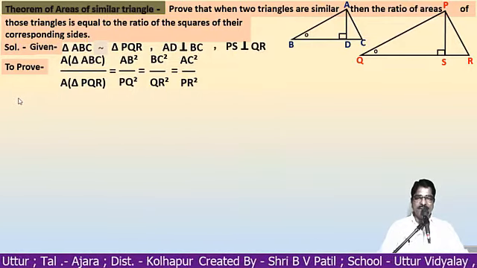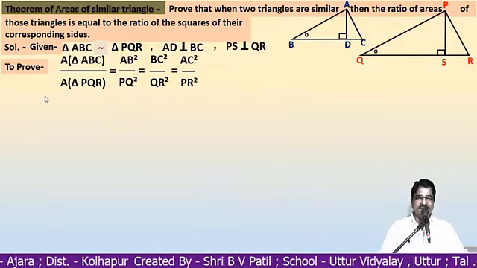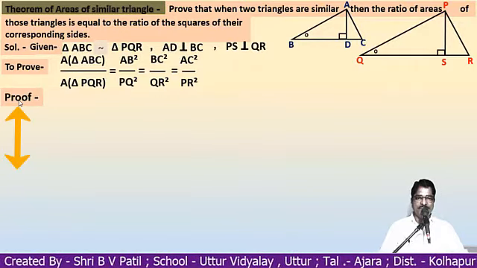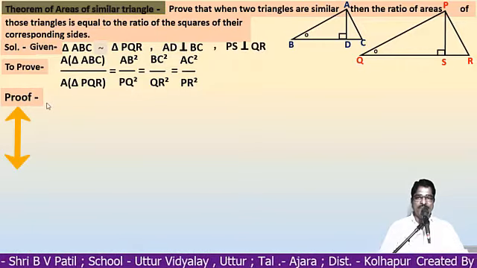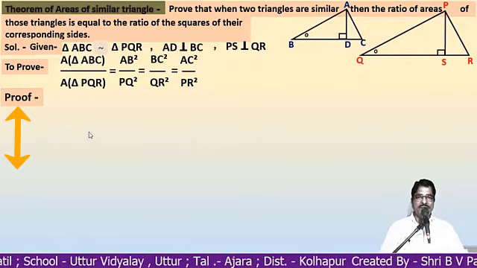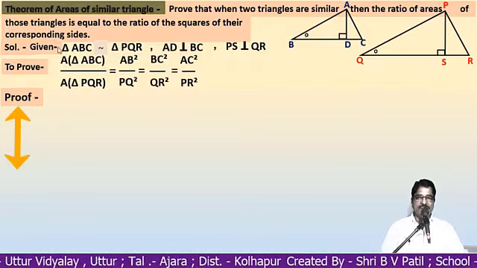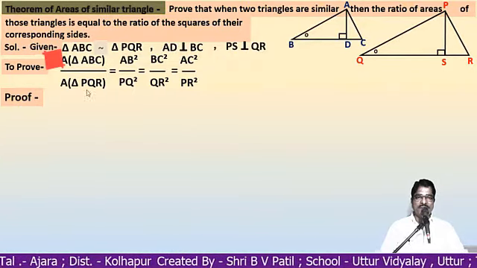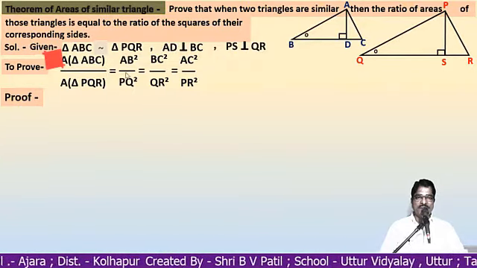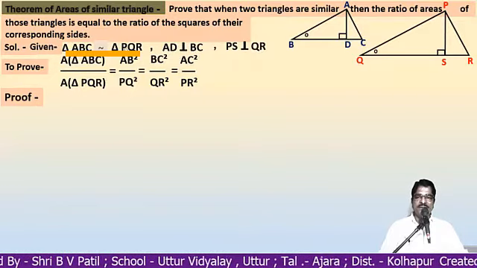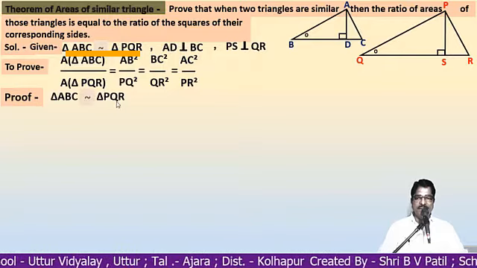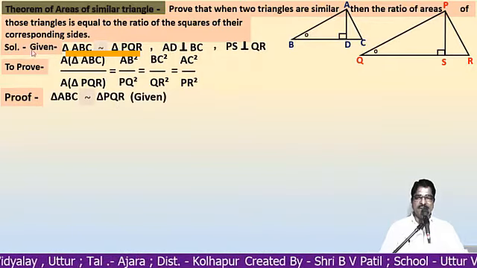Then the next part here is construction, that is not important here. Then the fourth part is proof. In proof, we go from given to prove. First, we consider what is given. Tell here what is given. That is triangle ABC similar to triangle PQR, and the reason is given.